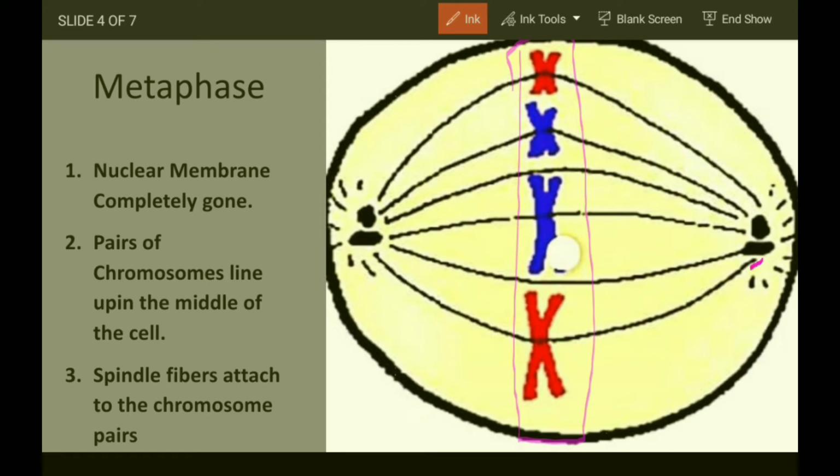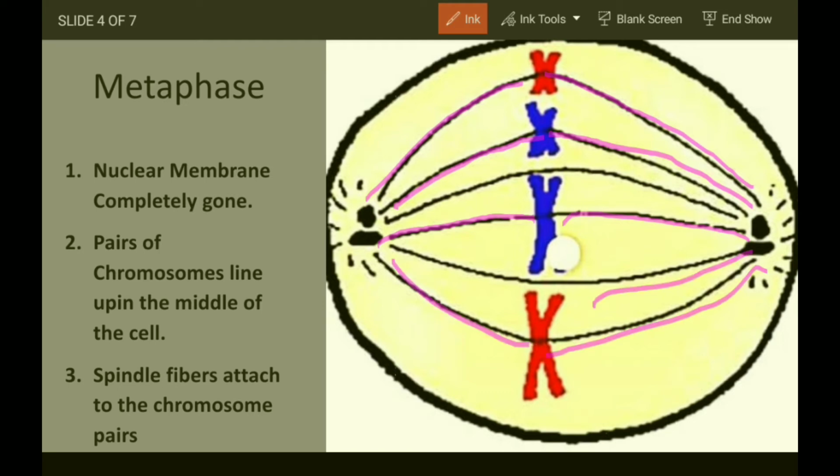Now the spindle fibers are attached to the pair of chromosomes. So this is a chromosome, like the chromosome is kind of like this. This is one chromosome and this is another. Basically these are two chromosomes together. So that is why one spindle fiber is attached here, one attached there, and to each and every chromosome a spindle fiber is attached. And when they are attached, this process is complete.